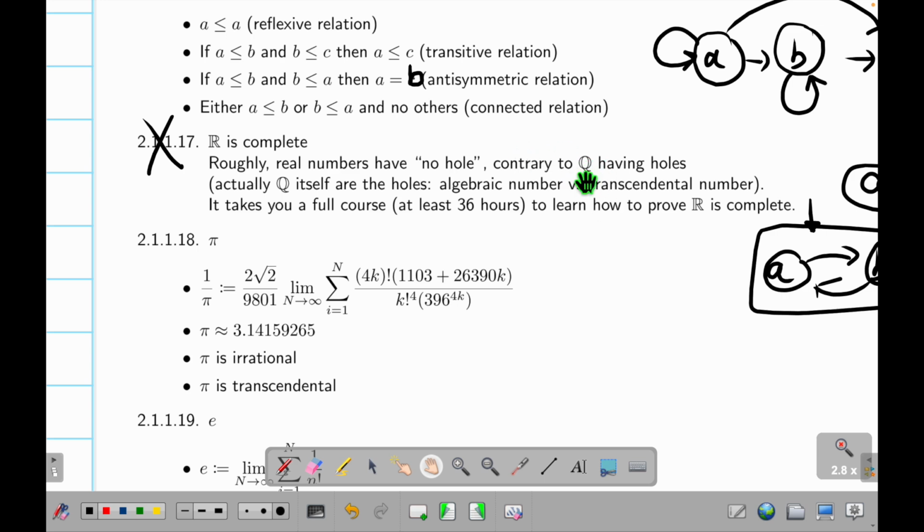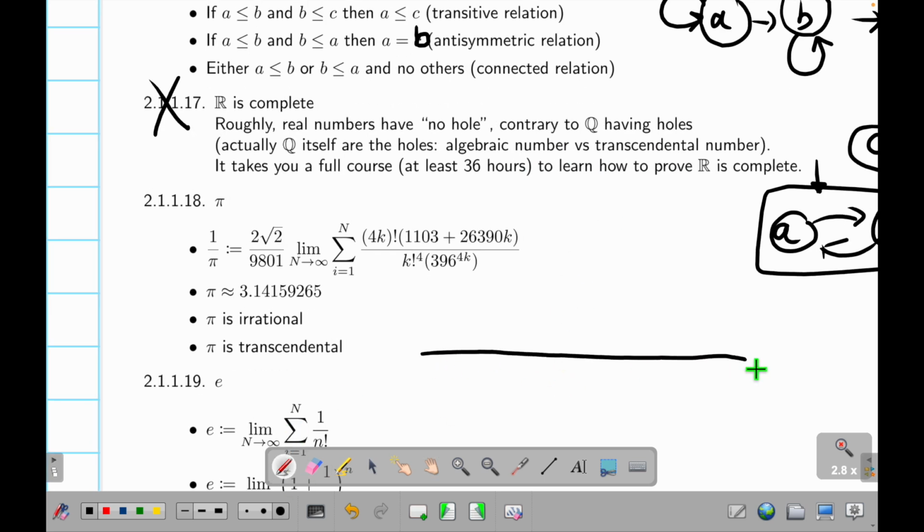And the rational number Q actually has holes. So what does it mean? Suppose this is my number line and this is Q. Q is all the rational numbers, right? And since this guy is not rational, that means if this guy is here, I have to dig a hole here. Okay, this represents square root 2.